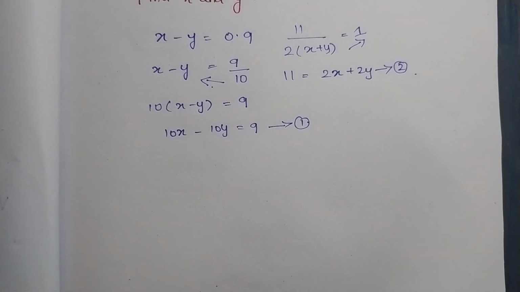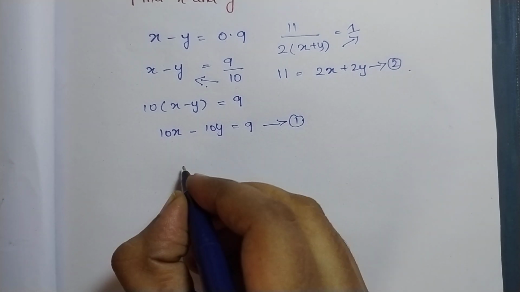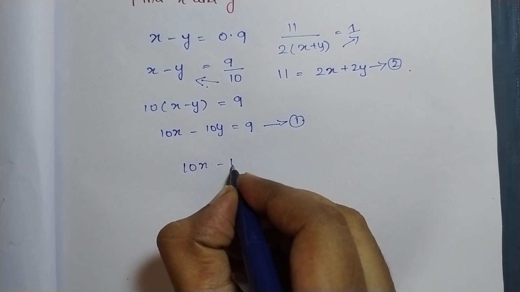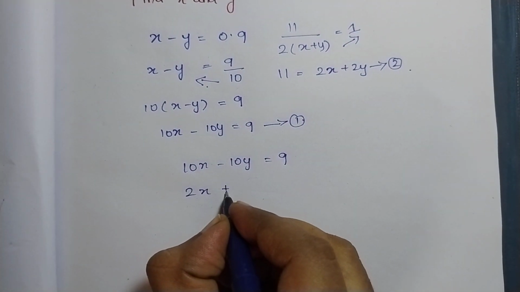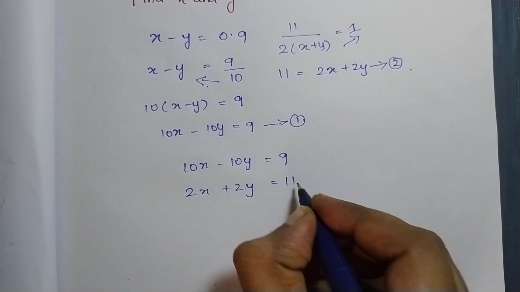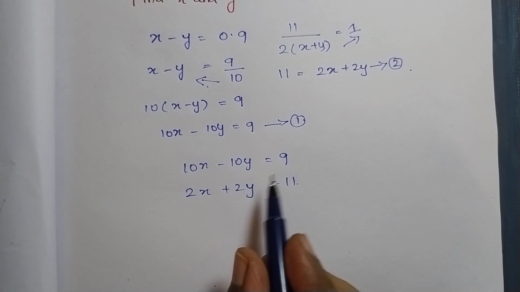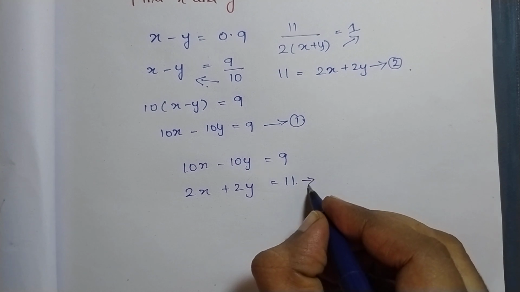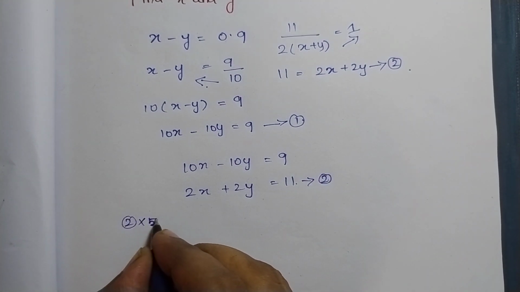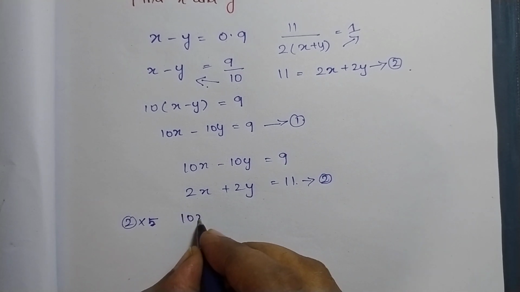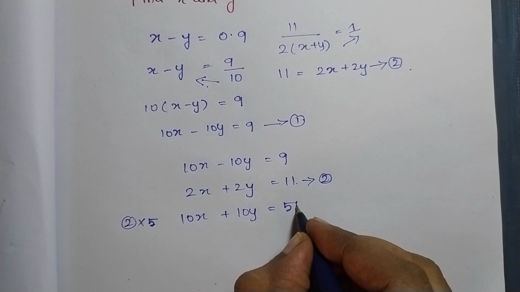Now I am going to perform the elimination method. For that I am going to take equation 1 and equation 2. Okay, so in order to make any of the terms the same, I am going to multiply equation 2 by 5. Therefore this equation becomes 10x plus 10y is equal to 55.